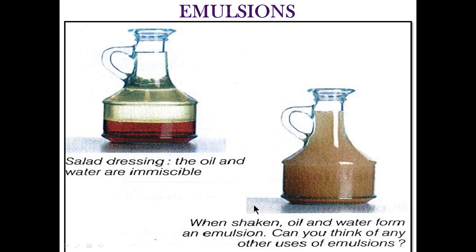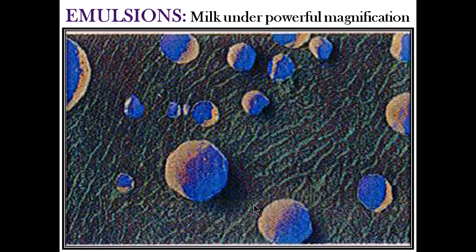Now let's talk about another example of an emulsion, that is milk under powerful magnification. The milk which we use in our day-to-day life, if you look at a drop of milk under a microscope, you will find how it looks. So here we see milk under powerful magnification through the microscope.